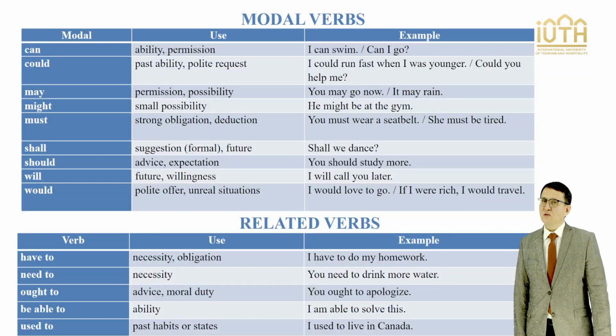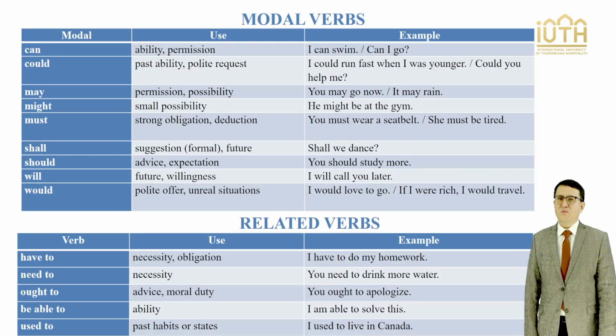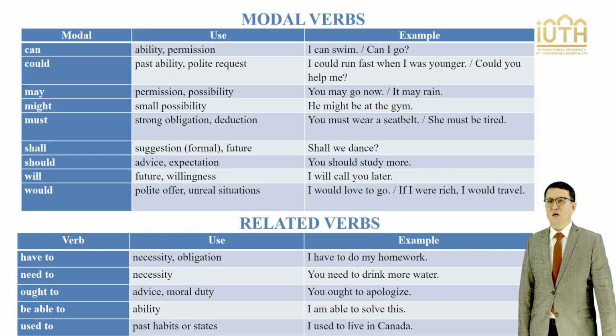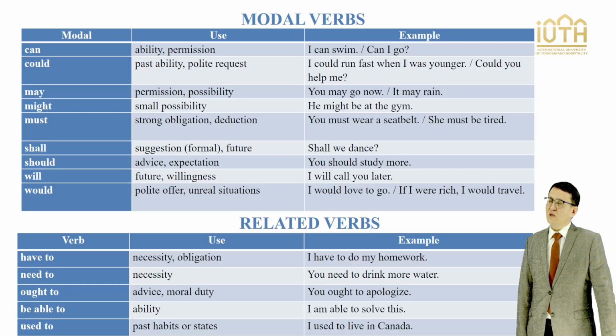Okay, dear students, let's turn to the modal verbs, which are special helping verbs. These are our new grammar material of today's lesson. These modal verbs are used to show ability, possibility, permission, advice, necessity, and obligation. They come before the main verb and are always followed by the base form of the verb without to. For example, can is used for ability and permission.